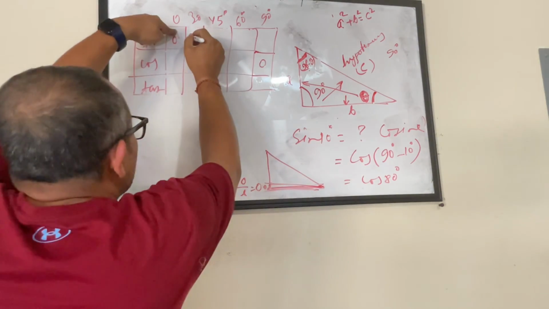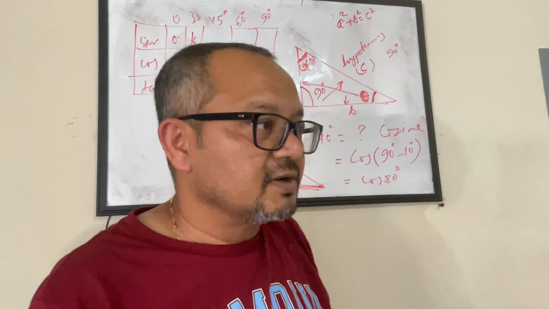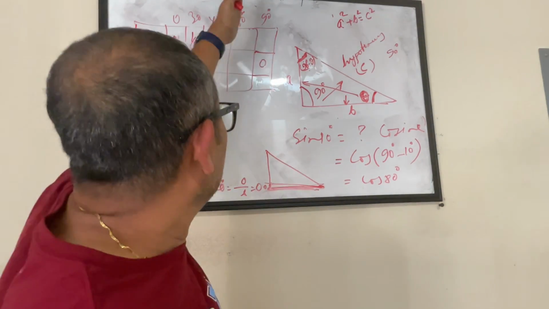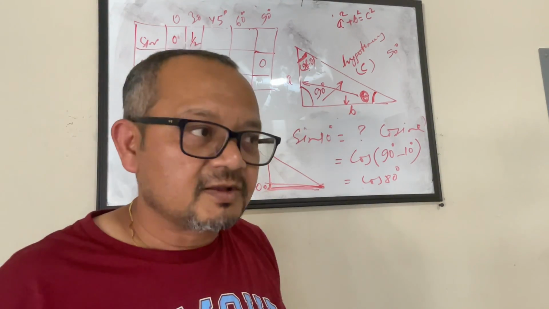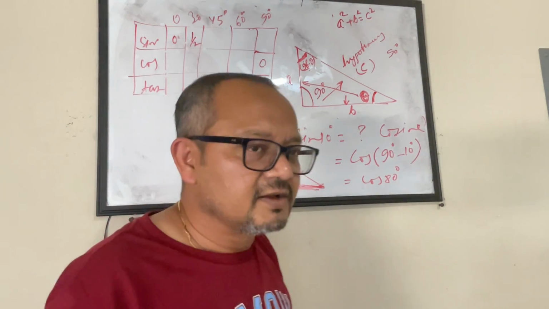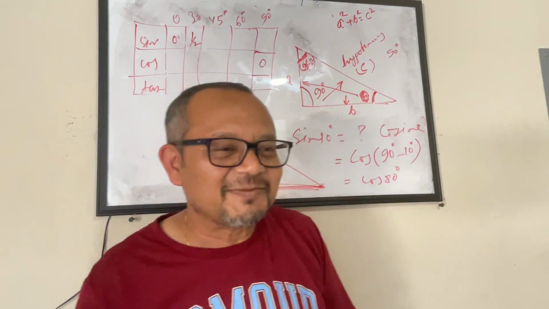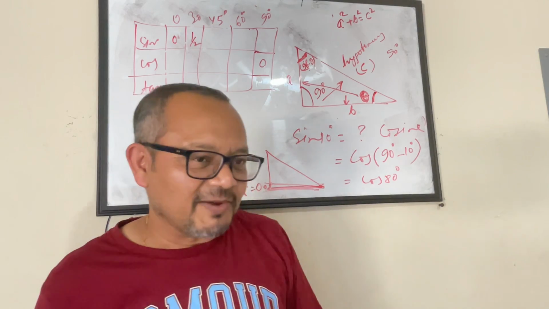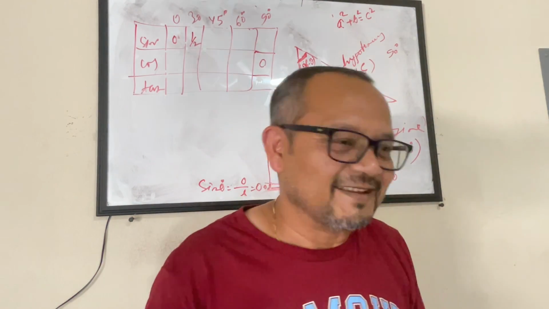If I say sine of 30 degrees is 1 by 2, what will be the corresponding value for cos theta? I mean, which column will that 1 by 2 fit in? Cos 60 degrees. Are you guys with me, or are you just waiting for the class to get over? We have just 5 more minutes.